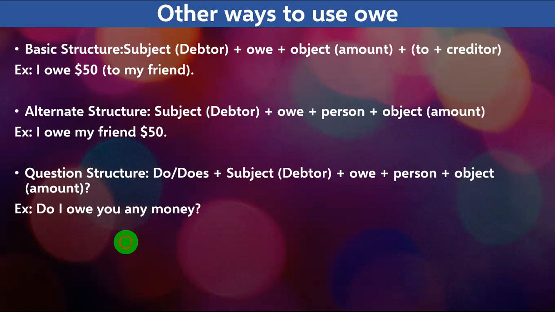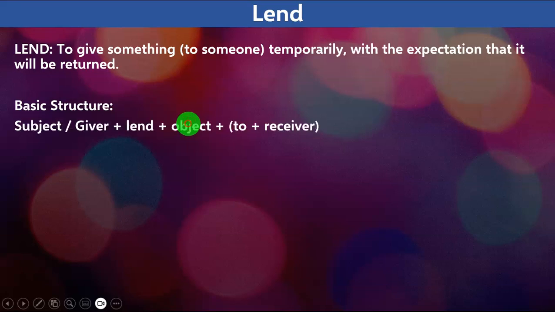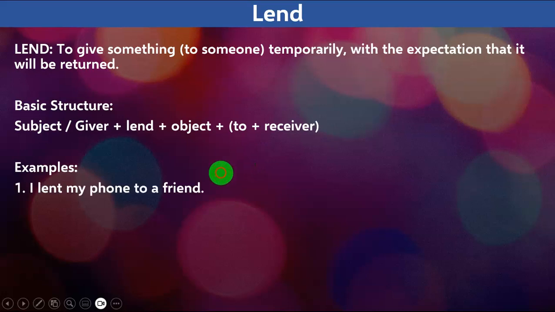Let us move on. Let us understand the meaning of the word lend. Now, lend means to give something to someone temporarily with the expectation that it will be returned. To give something to someone temporarily with the expectation that it will be returned. Basic structure: subject, which is the giver, plus lend plus object plus to plus receiver, optional. Right? Let's take a few examples.